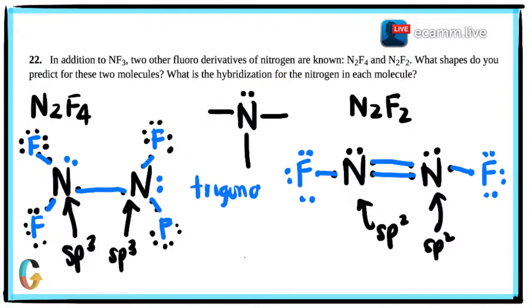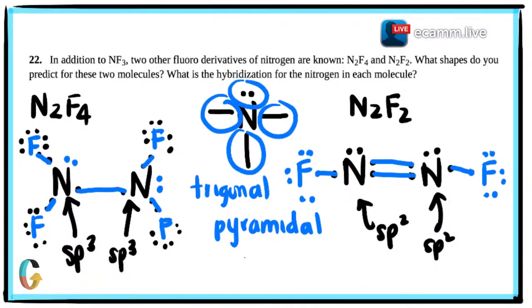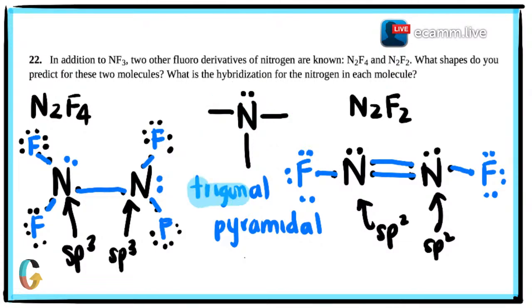Trigonal pyramidal. This falls under the tetrahedral family because there are four things, but the specific molecular geometry would be classified as trigonal pyramidal. So anytime that you see three single bonds and one lone pair, it's automatically trigonal pyramidal. And that's what these are, right? This nitrogen has three bonds and one lone pair. Three bonds and one lone pair. So this shape would be trigonal pyramidal.